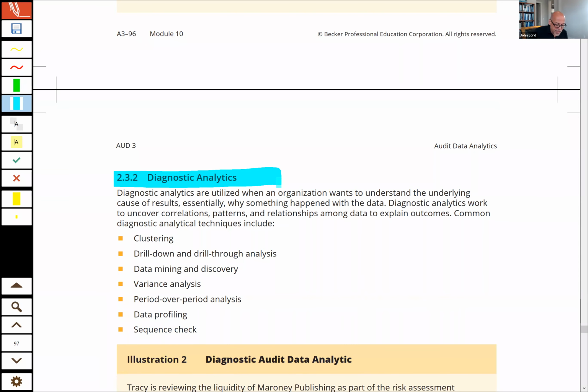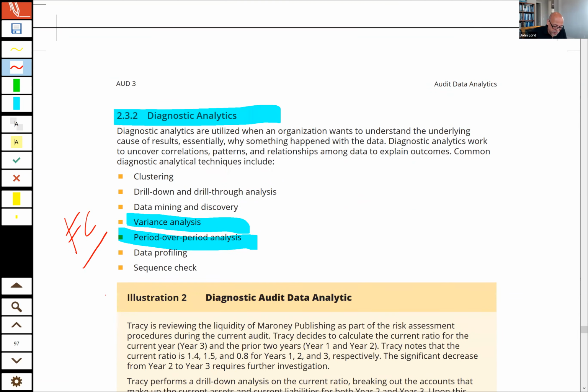But taking a look at diagnostic analytics. So we have descriptive but diagnostic, and a classic example of a diagnostic analytic is variance analysis, period over period analysis. Okay, so some of these analytics can be descriptive, right? Some of them can be diagnostic. And so go ahead and flashcard examples of diagnostic.